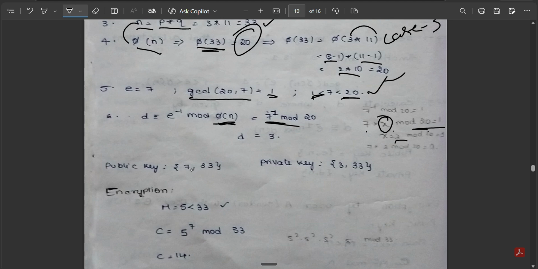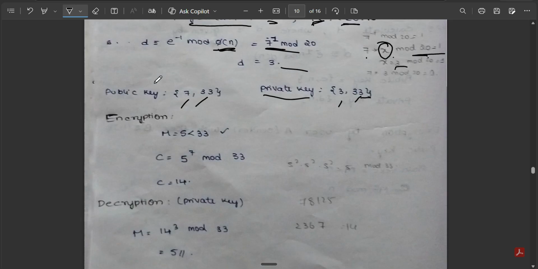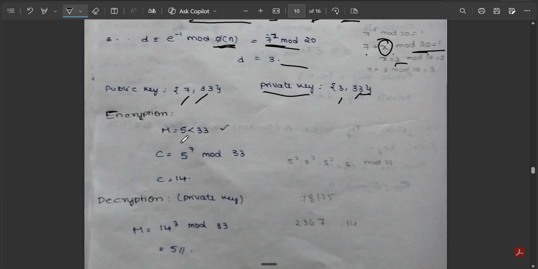So what is the value? 7 comma 33. And for the private key it is d comma n. The d value is 3, so 3 comma 33. Now for encryption, we are going to find the value of C. First we have to check whether M is less than N or not. Once the condition is satisfied, then we find the value of C, which is encryption. So C equal to 5 power 7 mod 33.